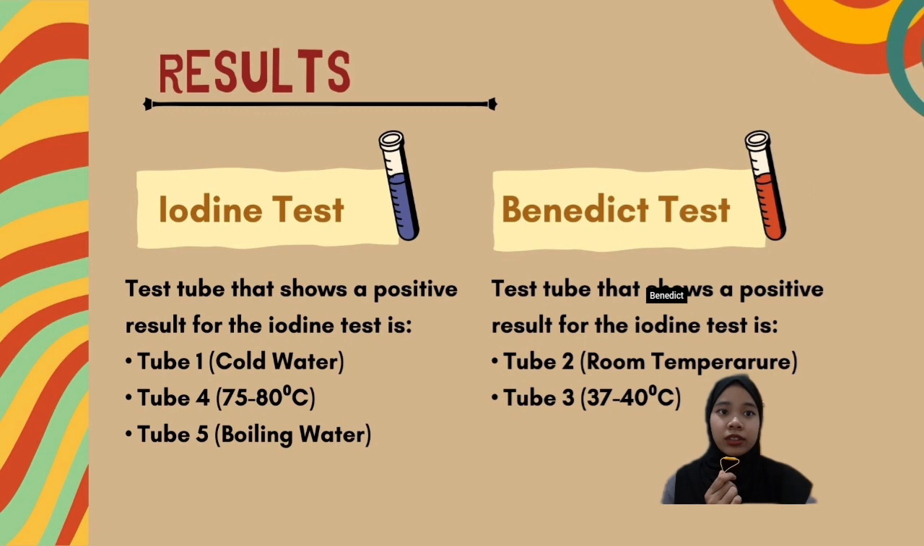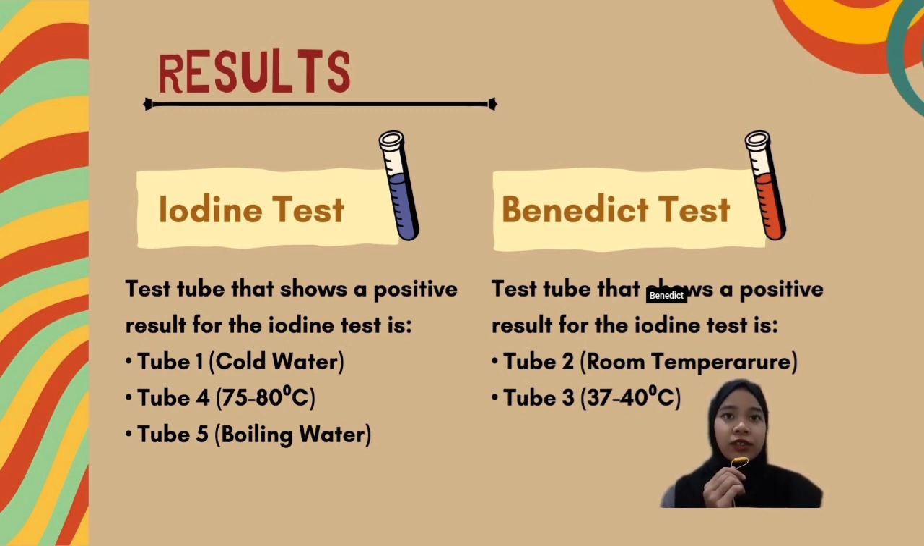Next, there are the results. The test tubes that show a positive result for the iodine test are tube 1 with cold water, tube 4 with 75 to 80 degrees Celsius, and tube 5 with boiling water. And the test tubes that show a positive result for the Benedict test are tube 2 with room temperature and tube 3 with 37 to 40 degrees Celsius.